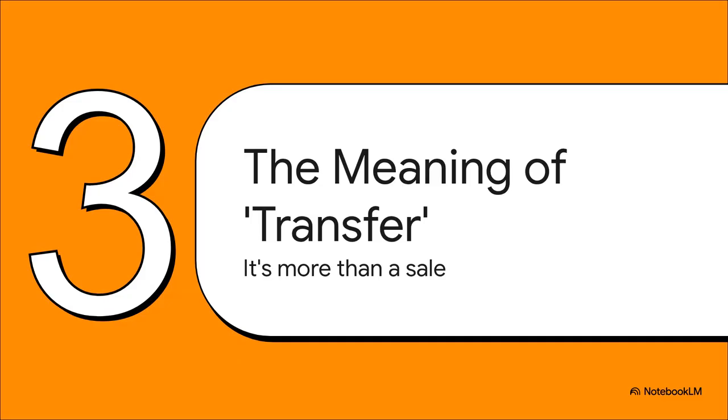Okay, so we've identified the asset, we've classified the holding period. Now we need a transfer to actually make the tax happen. And as you've probably guessed by now, the Income Tax Act has a very broad definition of transfer. It is way more than just selling something for cash.